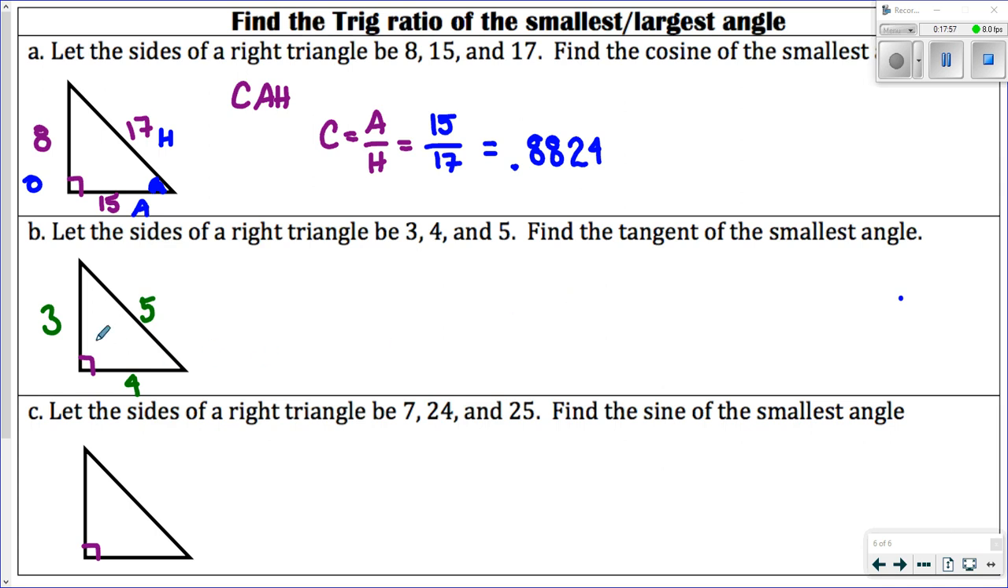So now this 3 is smaller than 4. So then that means the opposite angle is going to be the smallest angle. So I'm going to highlight that one. So that means this is opposite, this would be adjacent, and this is my hypotenuse. And then since I'm looking for tangent, TOA, so then that would be T equals O over A. And then just plug in the correct information, 3 over 4. And then you can leave it as a fraction, or if you want to turn it into a decimal, in this case, it'll be 0.75.